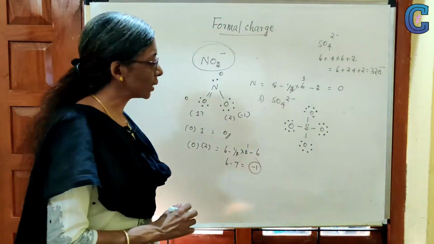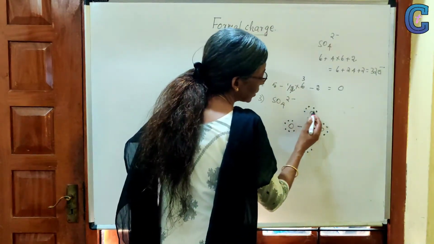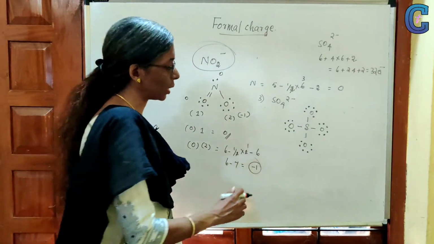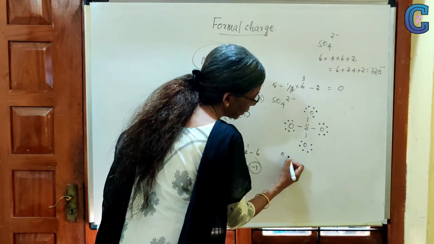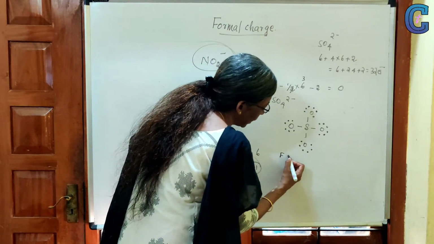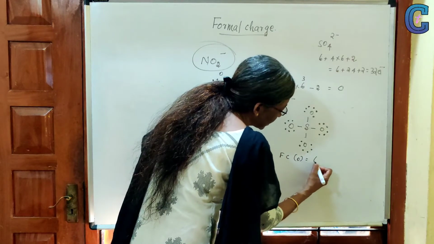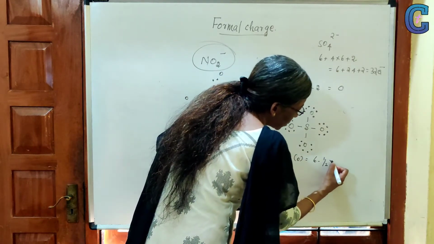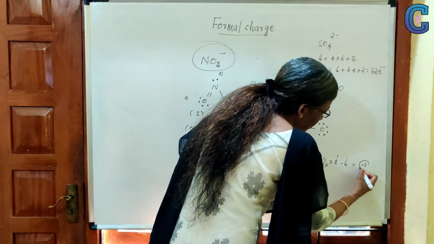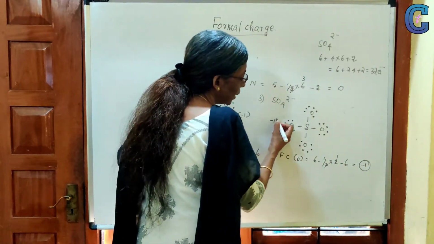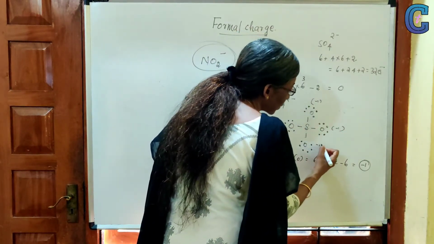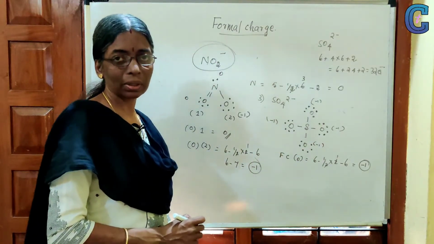Now for formal charge, all these oxygens are in the same surroundings, meaning they have the same electron dot structure. What do you get for the formal charge of oxygen? 6 minus 1 by 2 into 2 minus 6, which is equal to -1. So this is -1, this -1, this also -1, this also -1. So 4 minus.